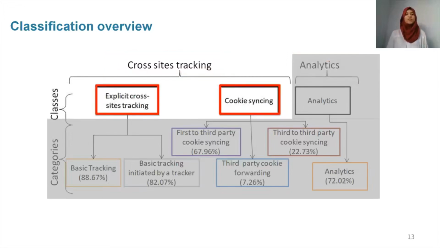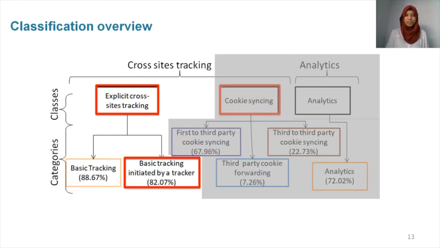We split it into two main classes: explicit cross-site tracking, where the trackers rely on third-party cookies, and then we have the cookie syncing that relies on the sharing of the identifier. I will start with the explicit cross-site tracking. In each class, I'll give one example, and again, for the remaining tracking categories, you can refer to the paper. Today, I'll present to you what we refer to as basic tracking initiated by another tracker, that is present on over 82% of the websites that we've visited.